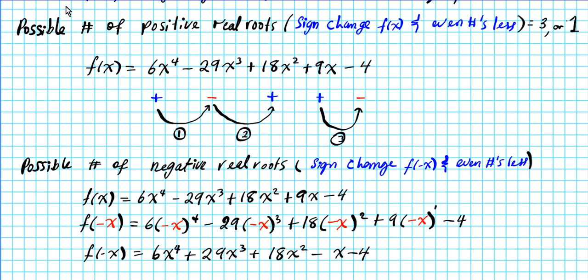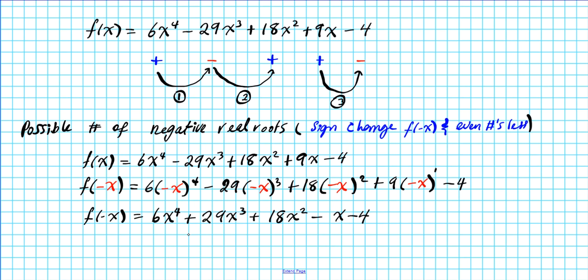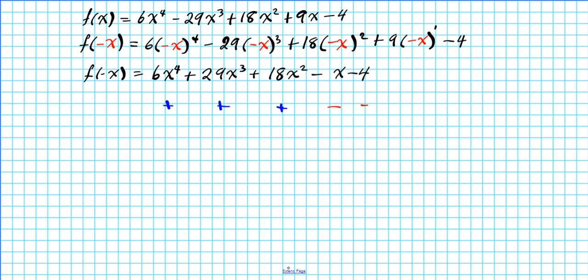Okay, so what are we looking at here? Using Descartes' rule of signs, we're just examining the number of sign changes and even numbers less than that. Okay, so let's see what we have here. The first term is positive, second term is positive, the third term is positive, the fourth term is negative, and the last term is negative. So how many sign changes do we have in this polynomial function f of negative x?